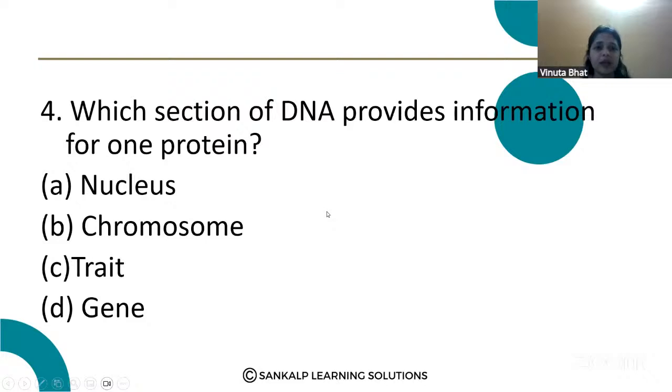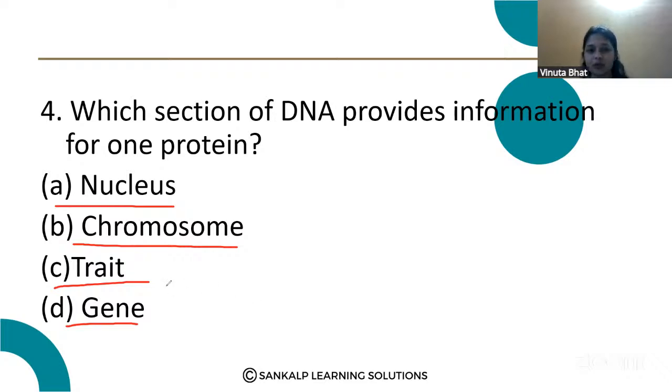Next question. Which section of the DNA provides information for one protein? Option A, nucleus. Option B, chromosome. Option C, trait. Option D, gene. What is the correct answer for this question? Gene. That is a small segment of the DNA that provides the information for one protein. So the correct answer is option D.